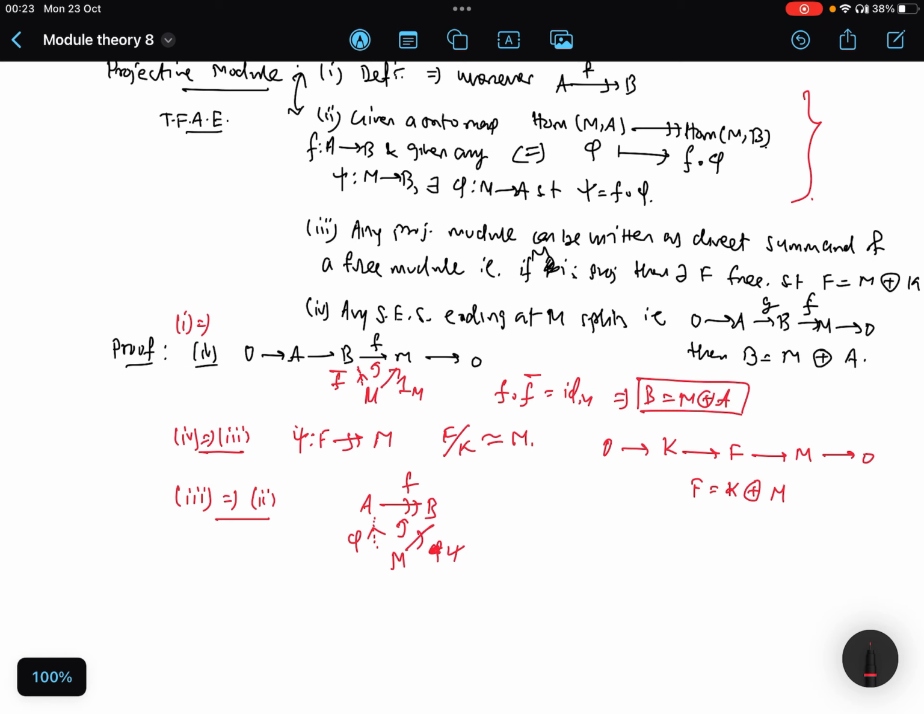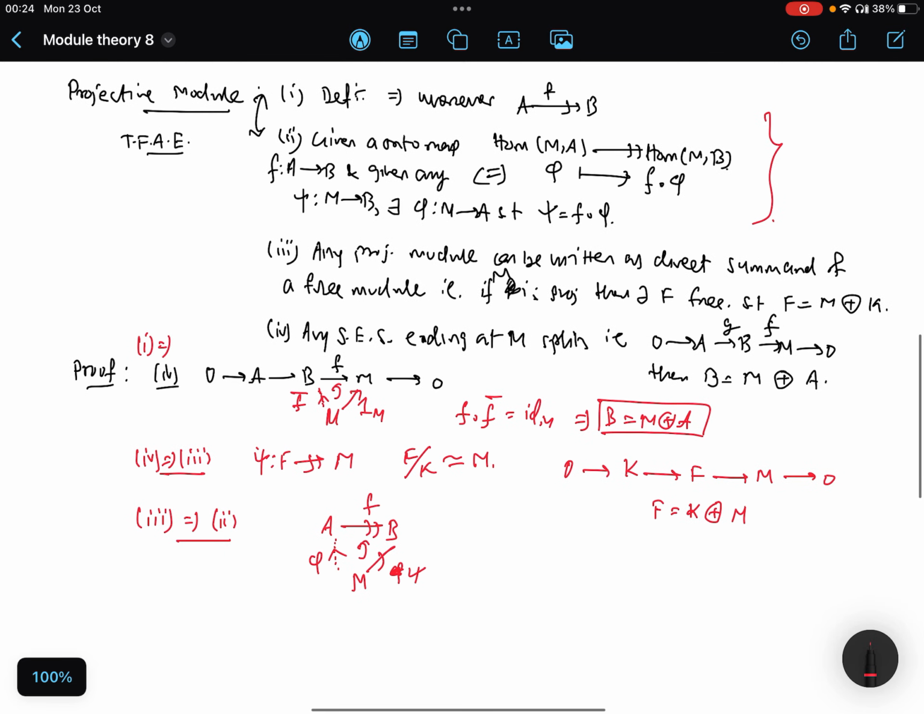And for that, let's see. We need a map from M to A, and from 3 we have that F is a free module, so there is some module K such that F is a direct sum of M and K. So you can push M inside F, because you can identify M as a submodule of F. Now, any element of F you can project onto its first component, that is M, if you identify F as M direct sum K. So you have a map from F to M, let's call this map I.